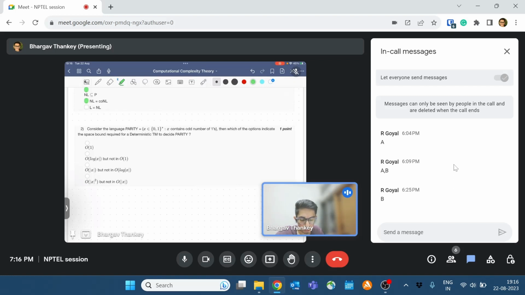The options are: A, order 1. Option B is order log of size of x, but not order 1. Option C is order size of x, but not order log of size of x. And option D is order log of size of x squared, but not order size of x. So which of these are correct?